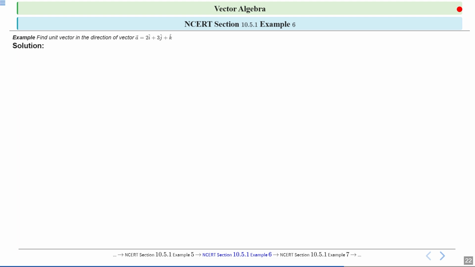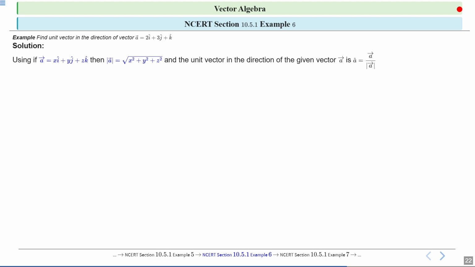Let's see how we can solve this. We have to find the unit vector in the direction of vector a vector equal to 2 i cap plus 3 j cap plus k cap. Using a vector equal to x i cap plus y j cap plus z k cap, the magnitude of a vector is root over x square plus y square plus z square. The unit vector in the direction of the vector a vector is a cap, which is equal to a vector upon magnitude of a vector. Therefore, the magnitude of a vector will be root over 2 square plus 3 square plus 1 square, which is root 14.